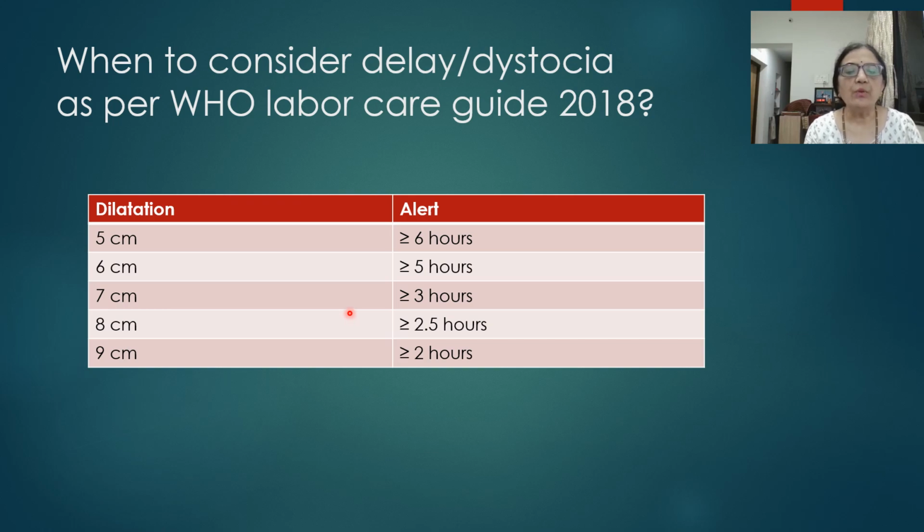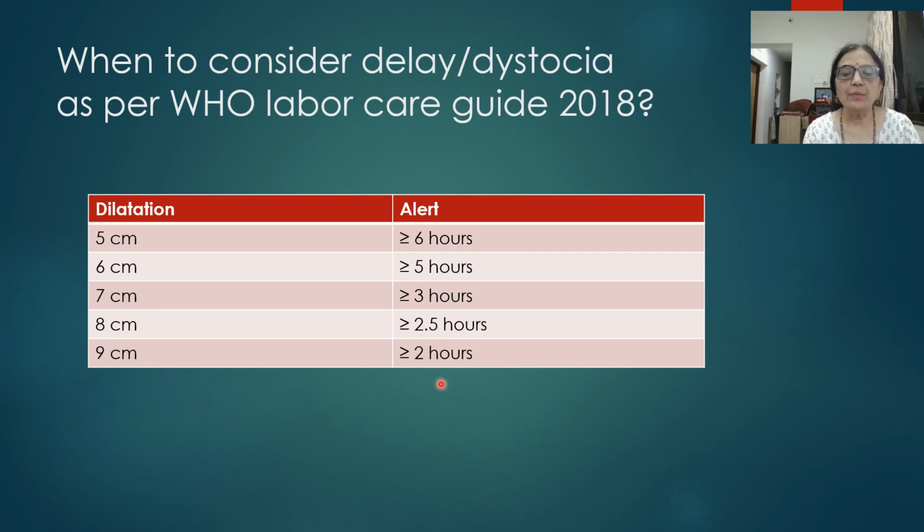So like that, how you remember is for 5 centimeters, it starts from 6. So remember that initial number is 6. For 5, it is 6, and then you remember 6, 5, 3, 2.5, and 2 hours. Somehow you will have to make it by heart.